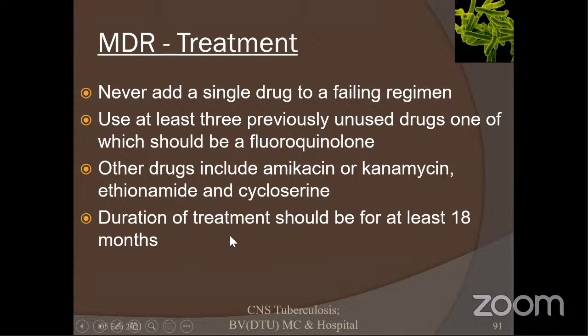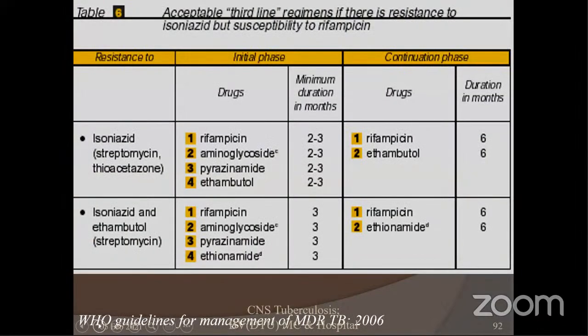Duration of treatment should be at least 18 months whenever you suspect multi-drug resistant tuberculosis. So for resistance, the initial phase and the continuation phase are given here. Resistant to isoniazid, you give rifampicin, aminoglycoside, pyrazinamide, ethambutol. Duration is 3 months, and the continuation phase is rifampicin and ethambutol for 6 months.